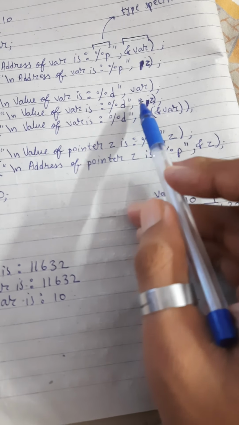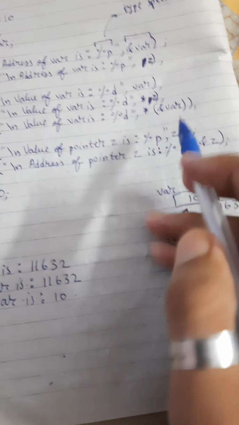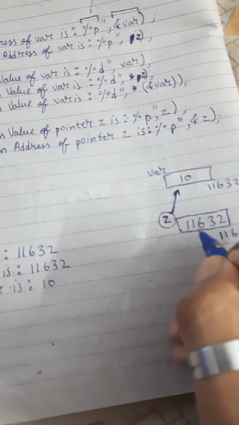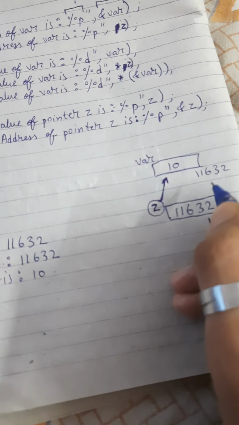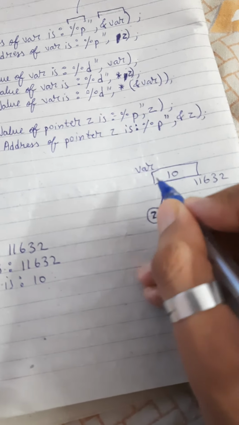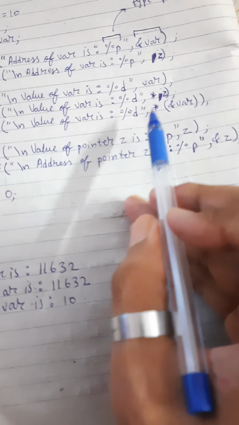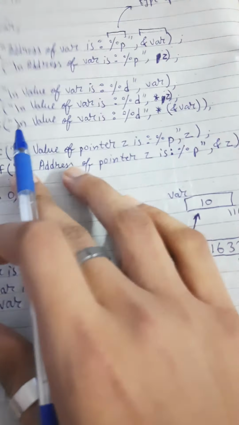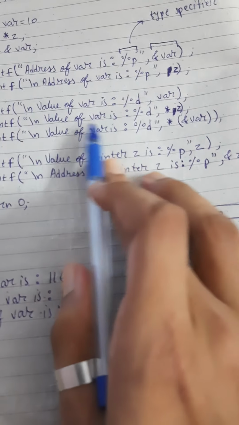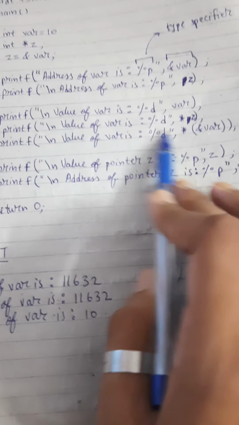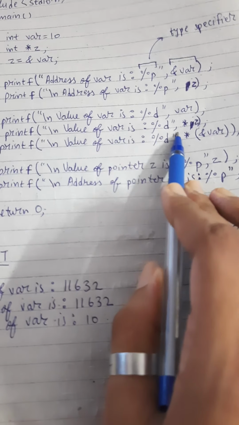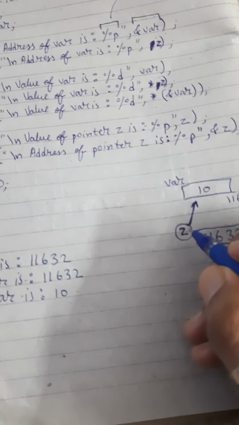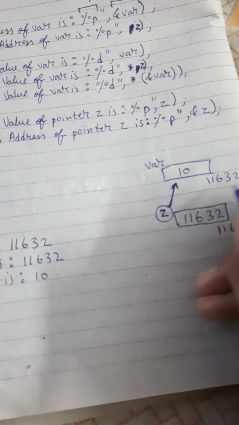So what does this star mean? Give me the value at address of 11632, because what is the value inside z? 11632. And what is 11632? It is the address of this box, right? So basically, since star is being preceded, star is here, so star means value at address of. All right, so here the result of this printf statement will be value of var is 10, because star z will give me the value at address of 11632.